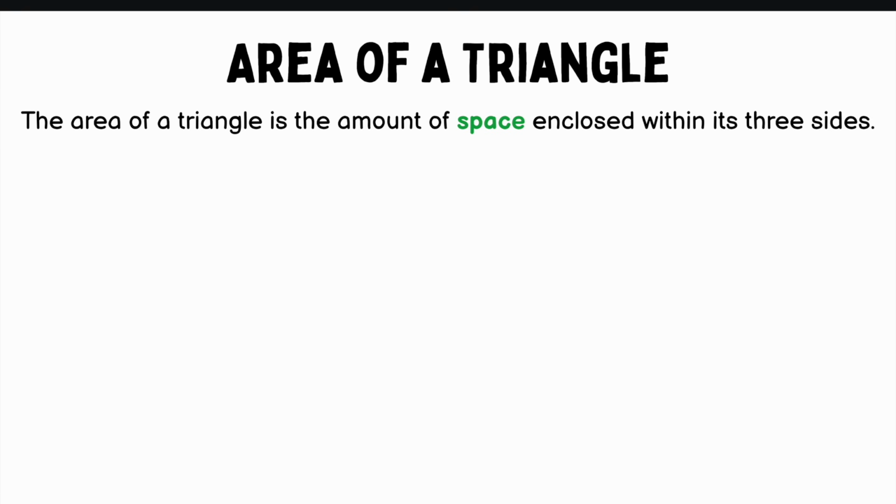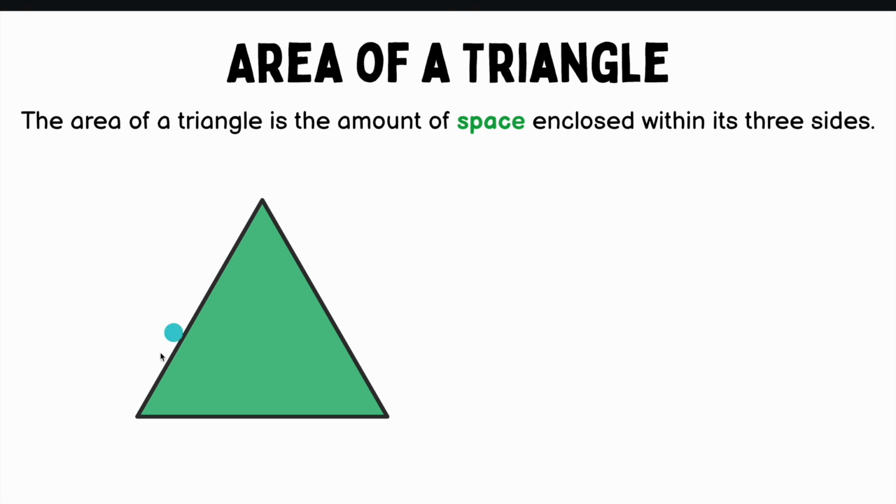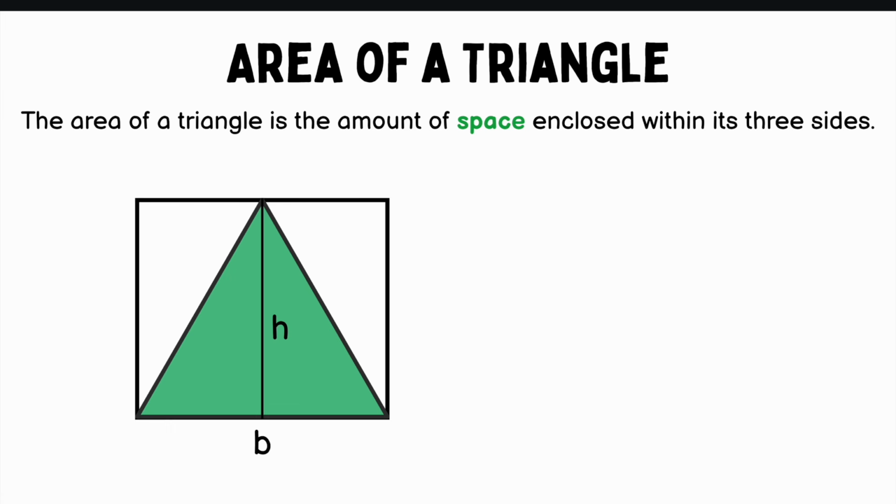The area of a triangle is the amount of space enclosed within its three sides. The area is the amount of space inside of these three sides. To find the area of a triangle, we need to know the base length and we need to know the height.